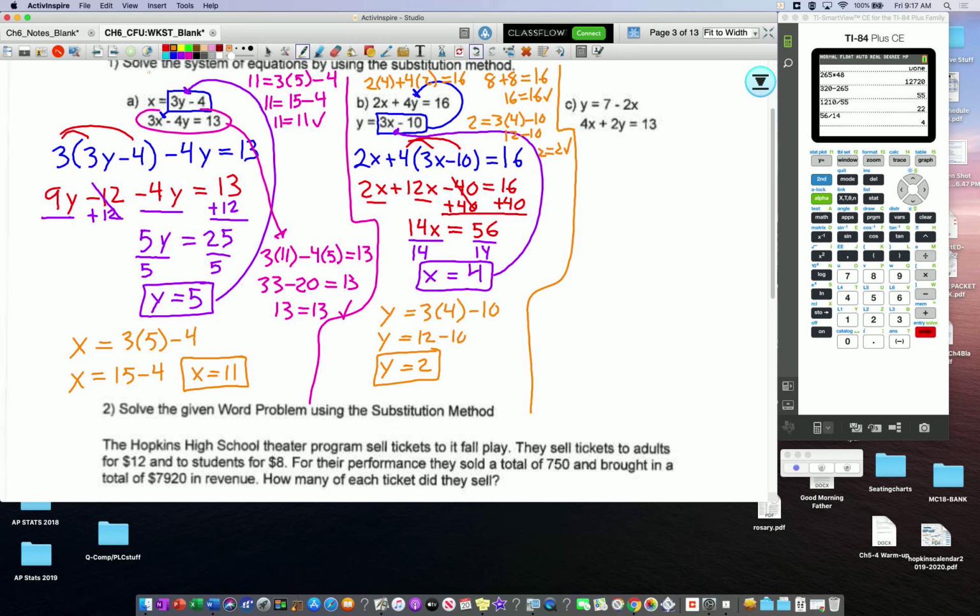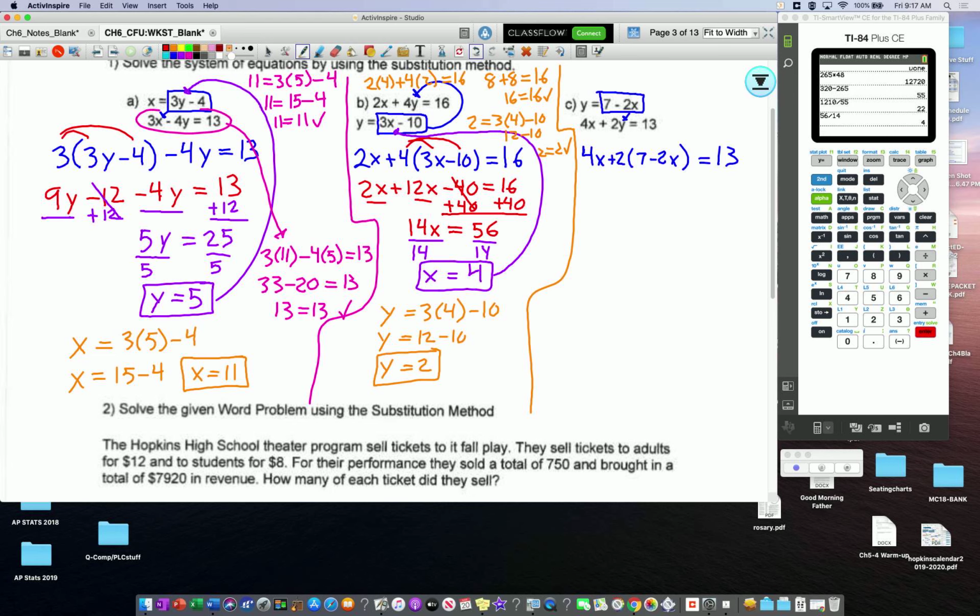All right, last one. On this one, notice how y is all by itself. At least this has been kind of nice. I haven't had to get x or y by itself. So I'm going to plug it in there. So I have 4x plus 2 times 7 minus 2x equals 13.